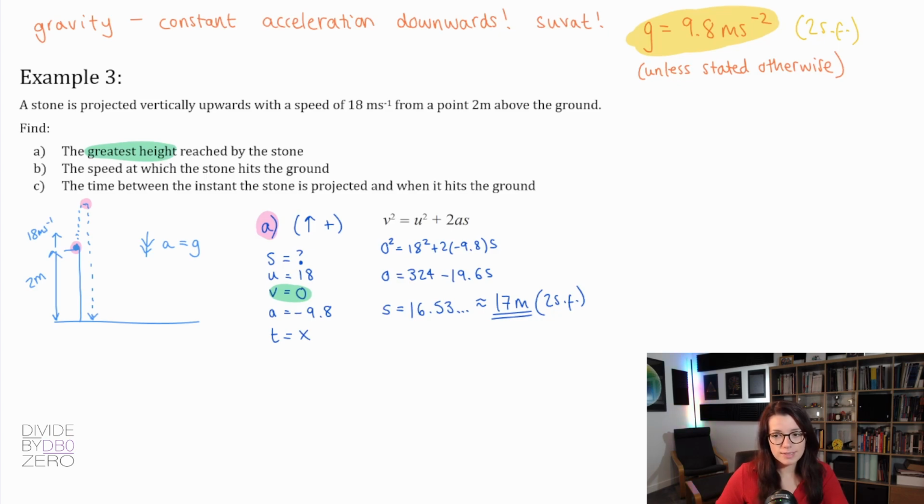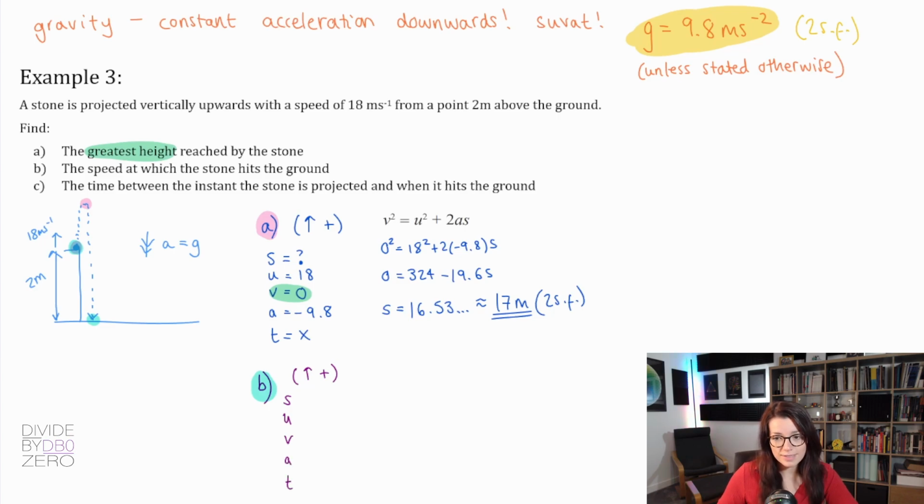So part B wants the speed at which the stone hits the ground. So for part B, you may be referencing a different part of your diagram. In fact, we're more interested now from the beginning of the particle's motion to the end when it reaches the ground. Again, I'm going to take up as being positive. You can do it either way, it's up to you. And I'm going to do suvat.